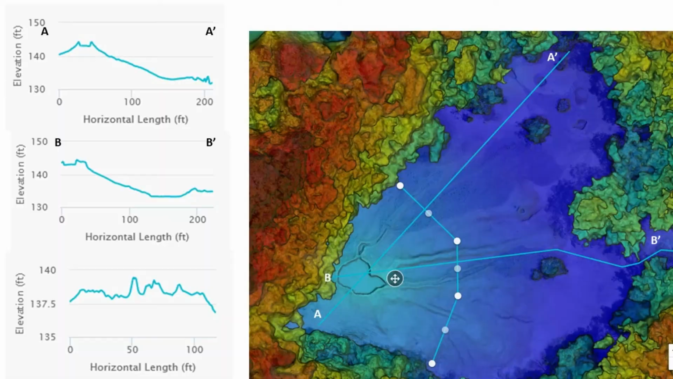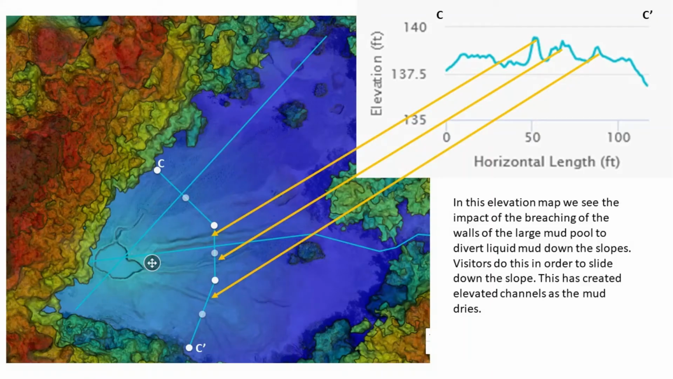This elevation map and series of profiles clearly show that the main pool is roughly 10 feet above the surrounding area. In this elevation map, we see the impact of the breaching of the walls of the large pool to divert liquid mud down the slopes. Visitors do this in order to slide down the slope in the mud. This has created elevated channels as the mud dries.